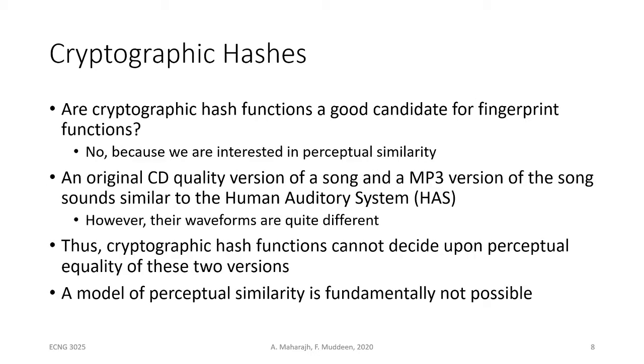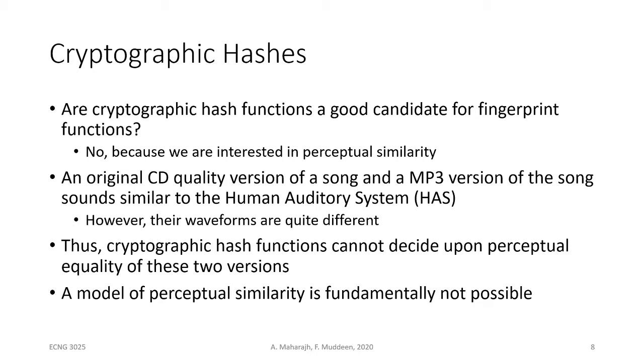However, cryptographic hash functions are not good for fingerprint functions because we're interested in perceptual similarity. The reason is that if we have two different quality versions of the same song, they sound similar to the human auditory system, but their waveforms are actually quite different. And hash functions are based on the waveform itself. So once we have two different waveforms, a hash match is impossible. Hashes are really not good for perceptual similarity.